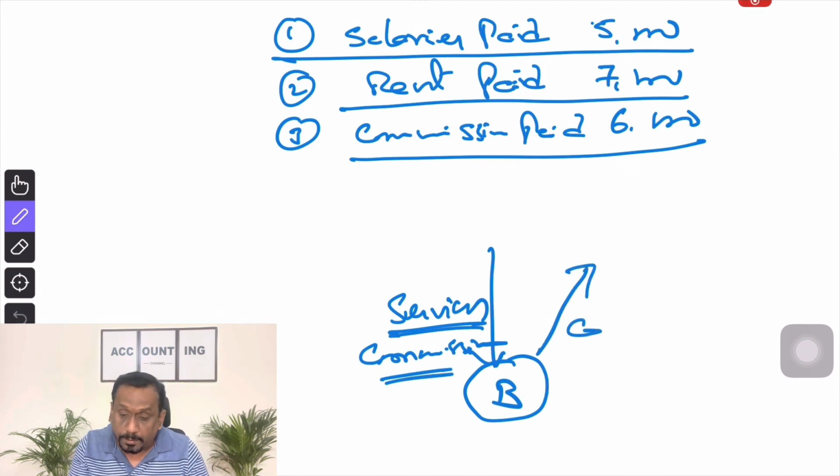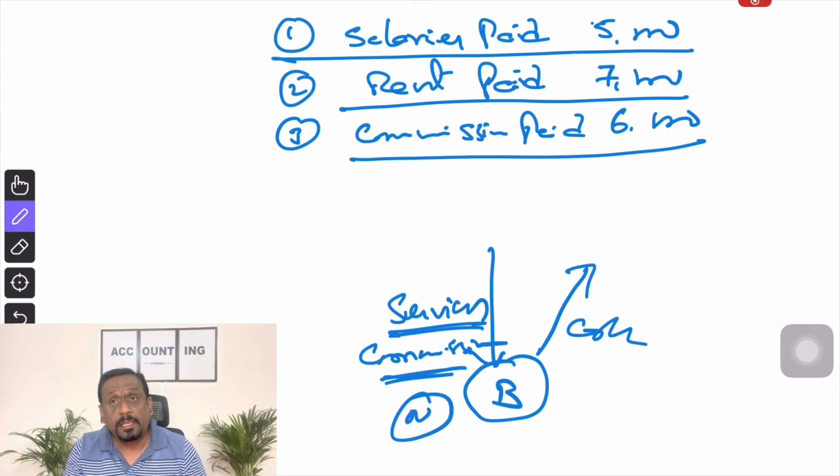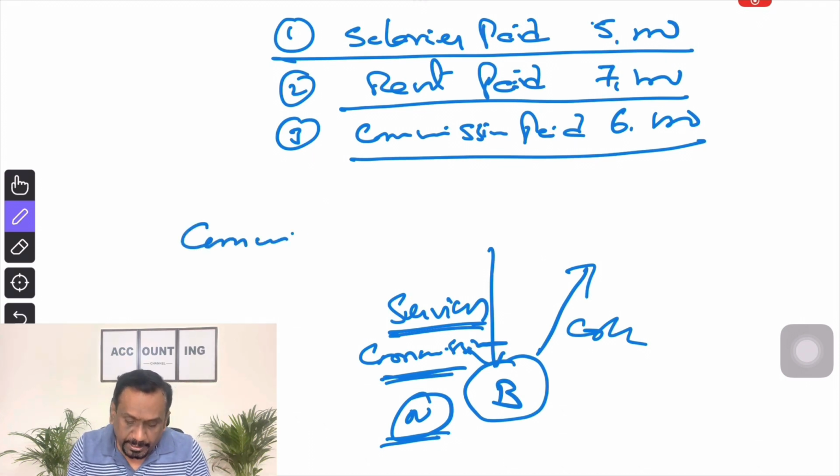What goes out? Cash. Cash goes out. So commission comes under nominal account. Why? Any amount paid for the services received is known as an expenditure. Here you are receiving services and paying commission. Hence this is known as an expenditure. This expenditure comes under nominal account. What is the principle under nominal account? Debit expenses and losses. So I am debiting commission account.